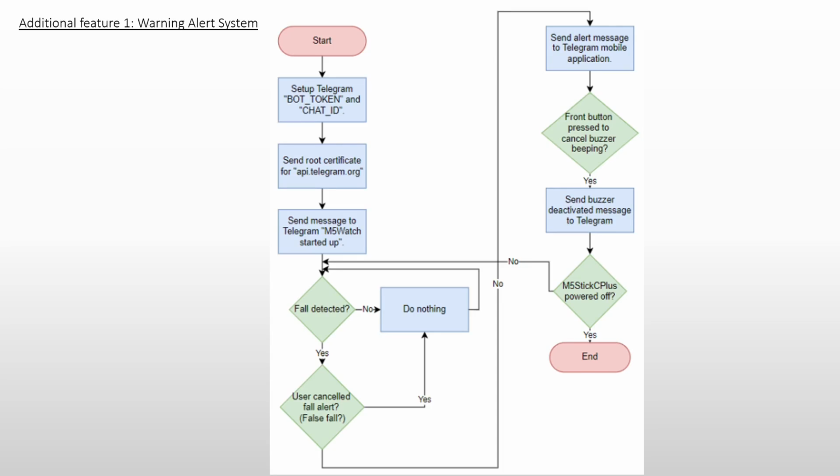And now we are going to introduce to you our additional feature 1, which is a warning alert system. And the flowchart shown over here is for our additional feature 1, warning alert system to the Telegram.